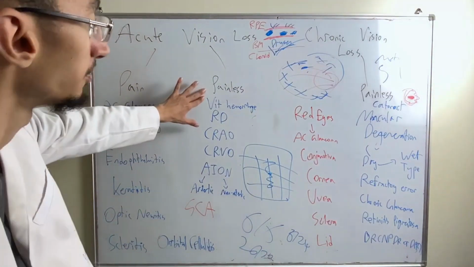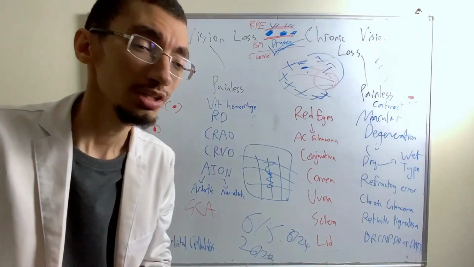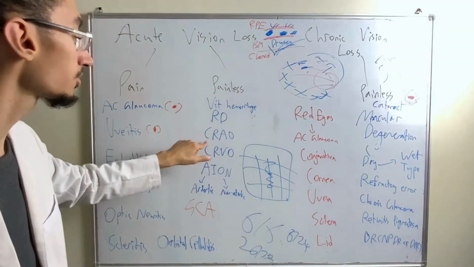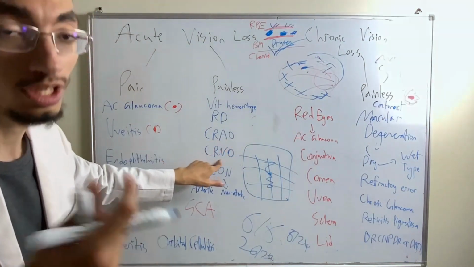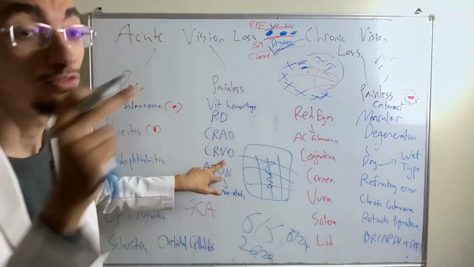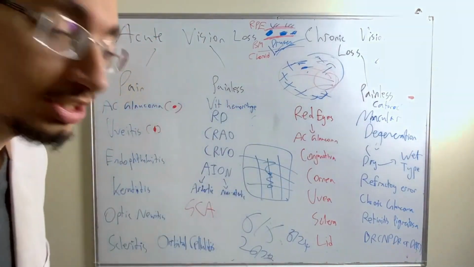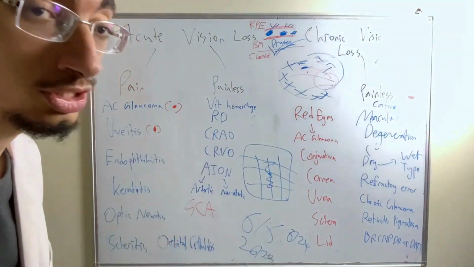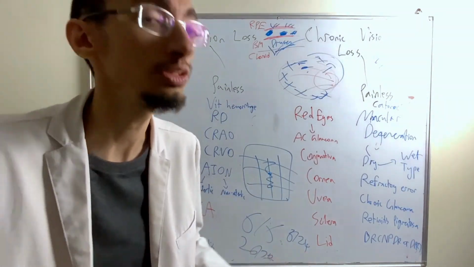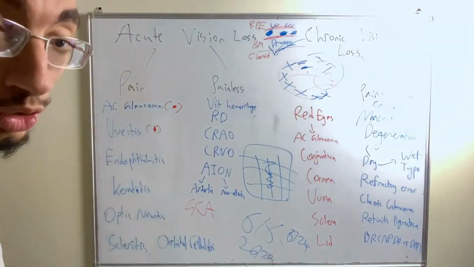Then you go to the painless type. You have sudden loss of vision, but it's painless. At that point, you have to think of vitreous hemorrhage, retinal detachment, and retinal vascular diseases: central retinal artery occlusion or central retinal vein occlusion. These are causes that can cause sudden loss of vision but painless. Take it as a rule, any disease in the retina or the lens will be painless. There are no pain receptors there. But outside, the cornea, the conjunctiva and all that, there will be pain, okay?